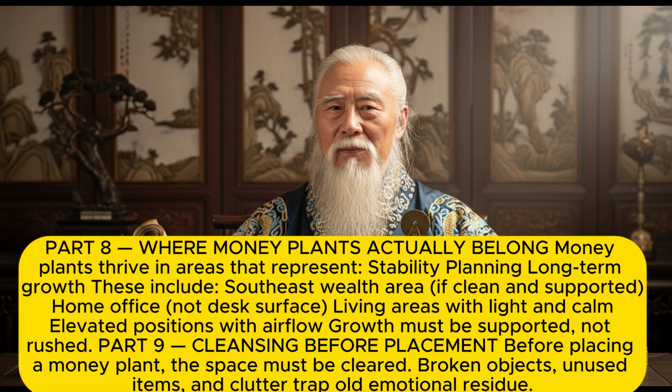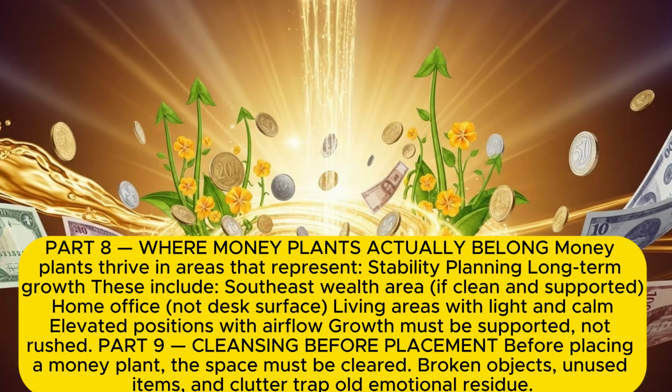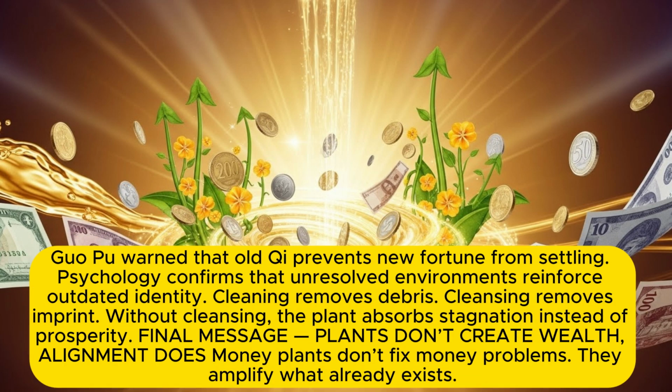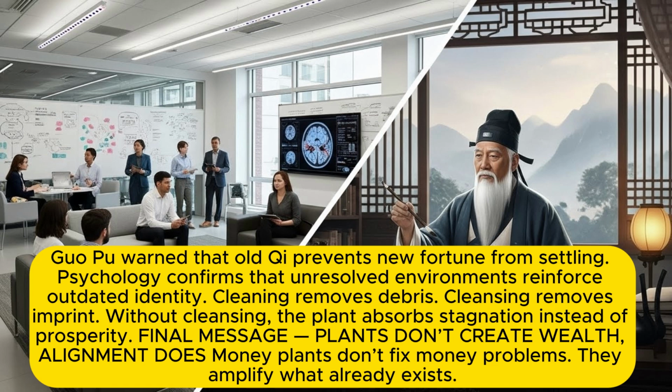Part 9. Cleansing before placement. Before placing a money plant, the space must be cleared. Broken objects, unused items, and clutter trap old emotional residue. Guo Pu warned that old qi prevents new fortune from settling. Psychology confirms that unresolved environments reinforce outdated identity. Cleaning removes debris. Cleansing removes imprint. Without cleansing, the plant absorbs stagnation instead of prosperity.